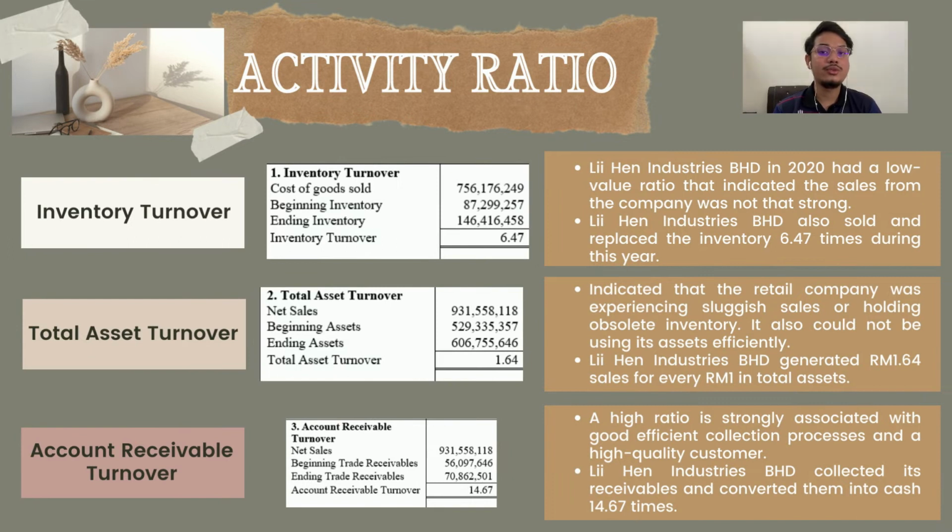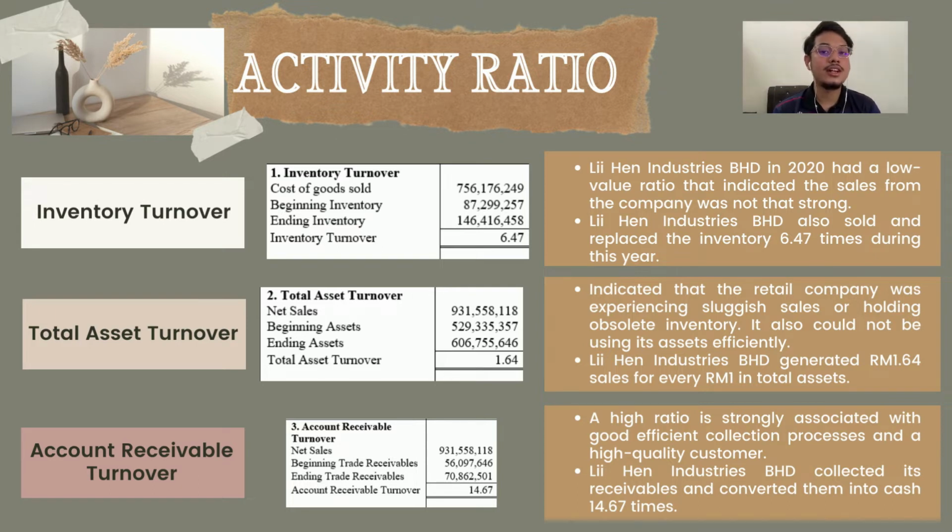Next is activity ratio. Inventory turnover ratio for LIQUIDITY Industry is 6.47 times. The value indicates that the inventory turnover for LIQUIDITY has a low value, and it happens when a low ratio tends to indicate that sales from the company are not that strong. However, LIQUIDITY also sold and replaced the inventory 6.47 times during this year.